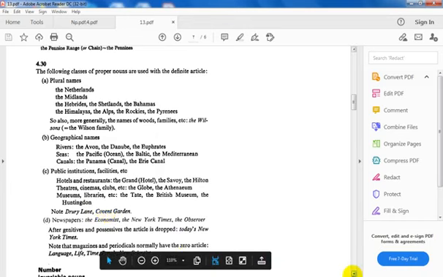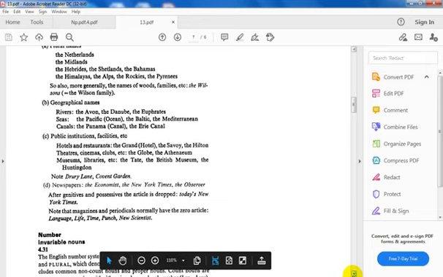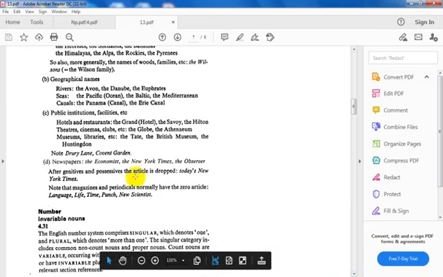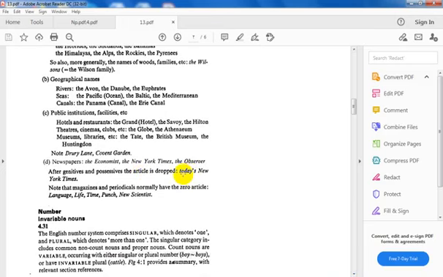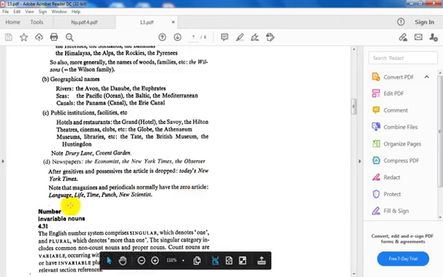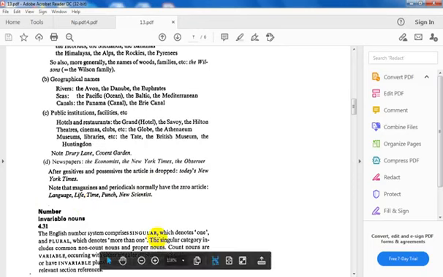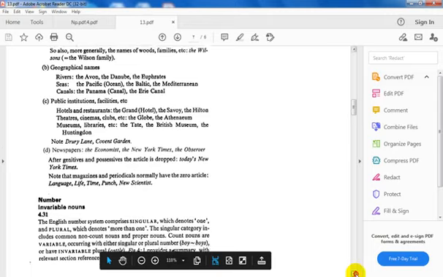Newspapers, like The Economist, The New York Times, The Observer. But after the genitive and possessive the article is dropped, because the possessive does the work of the article, so there is no need for it after that: today's New York Times. Now, magazines and periodicals normally have the zero article: Language, Life, Time, Punch, New Science. Because they are magazines and periodicals, there is no need for the definite article. So actually they are with zero article.